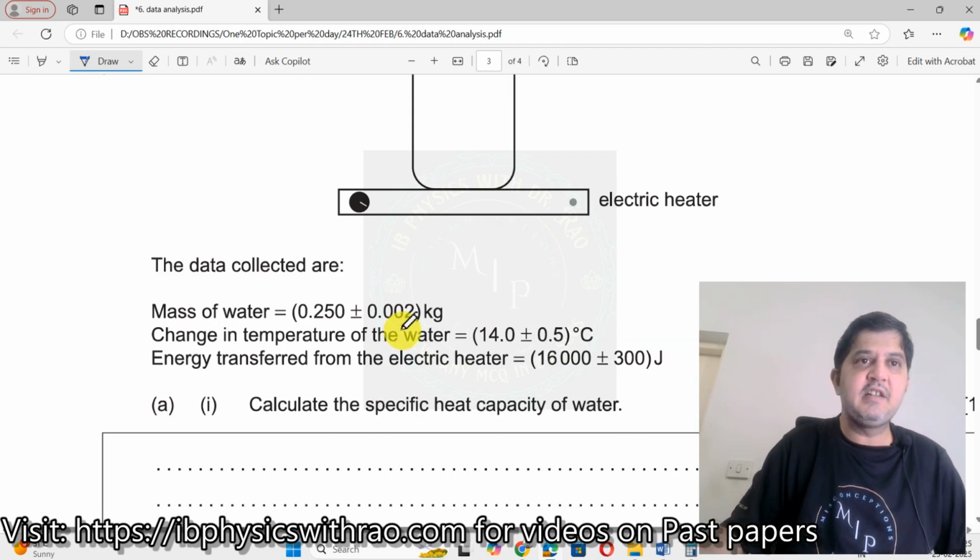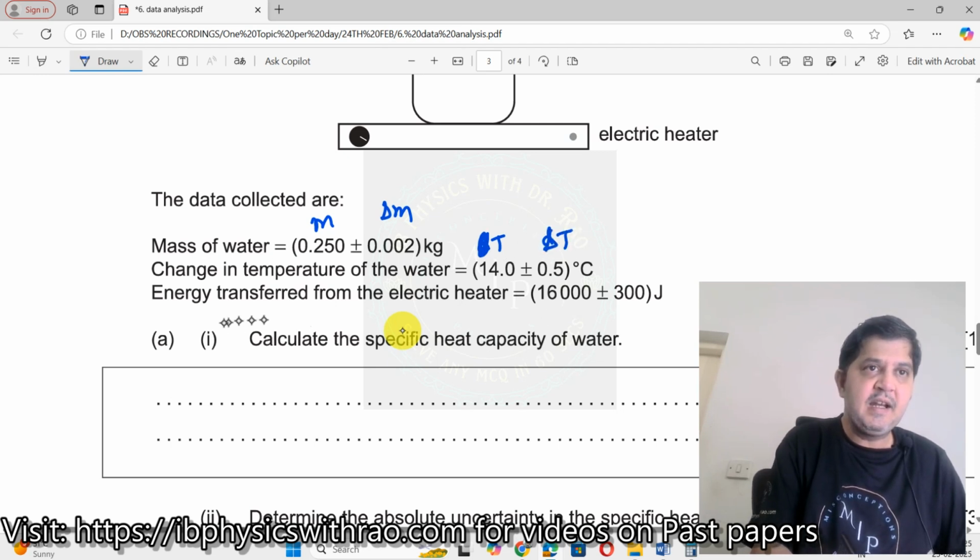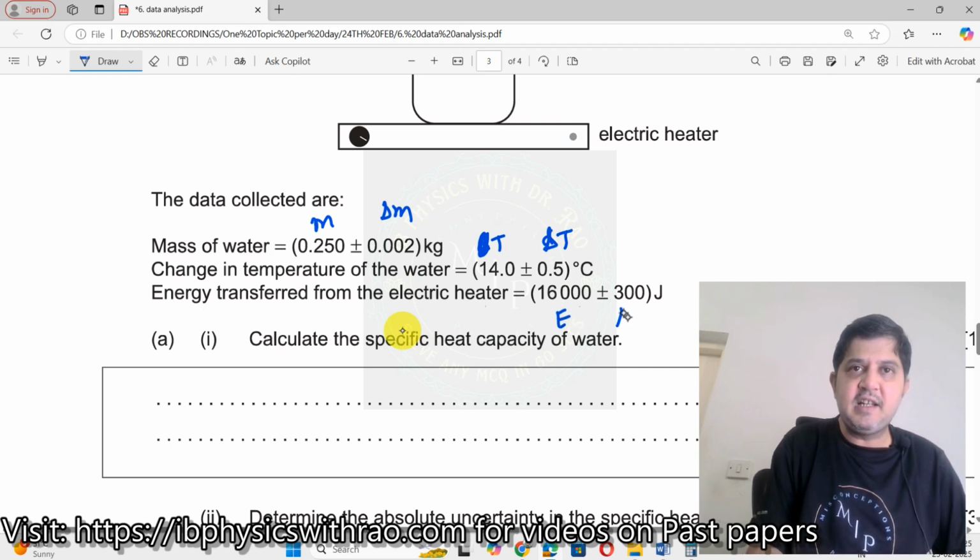The data collected are the mass of the water. This is M, this is delta M. Change in temperature, I'll write t here, and this will be delta t, and the energy transferred from the electric heater, this is energy, and this is delta E.